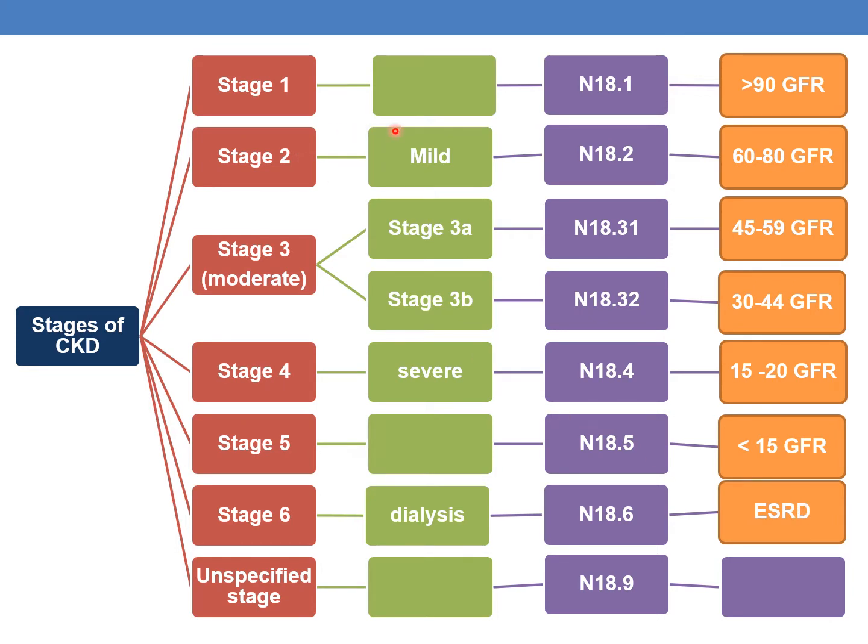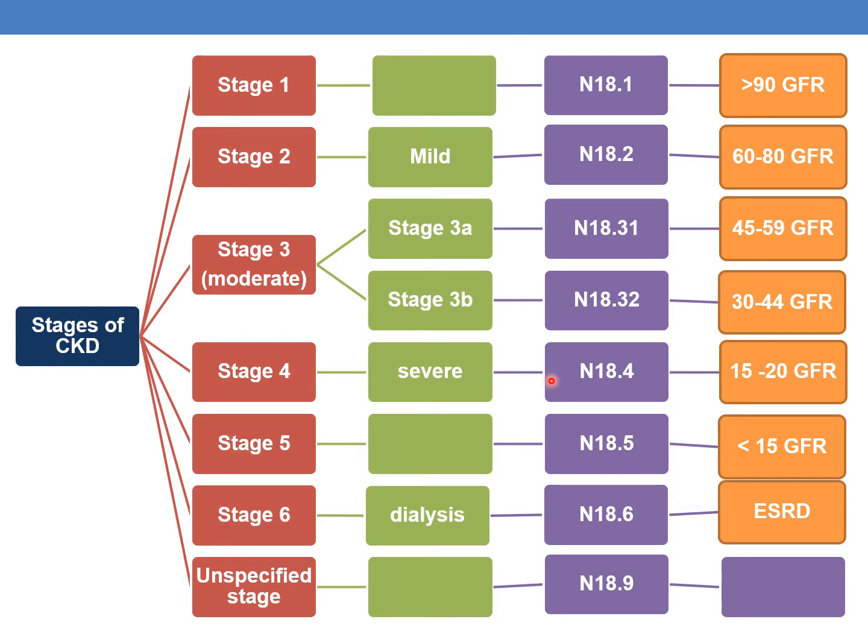Now coming to the severity of CKD. Stage 2 is considered mild CKD, whereas Stage 3 is considered moderate CKD, and Stage 4 is considered severe CKD. Greater than Stage 4, the CKD is considered severe, and usually end-stage renal disease requires dialysis. Stage 5 and Stage 6 may require renal dialysis.